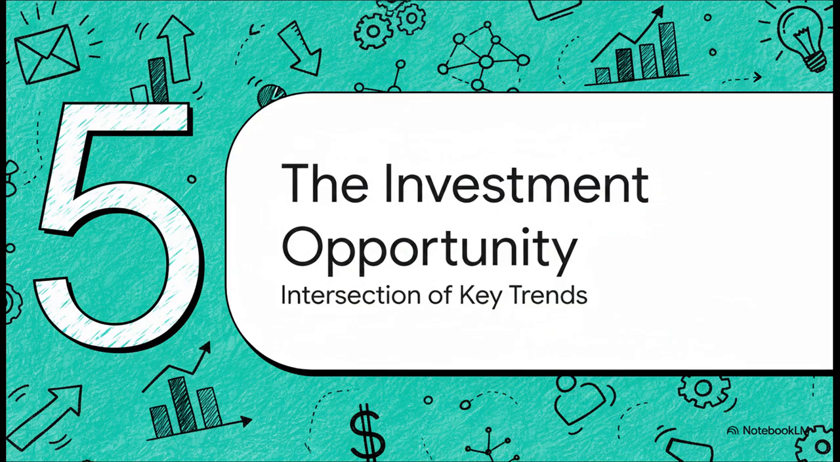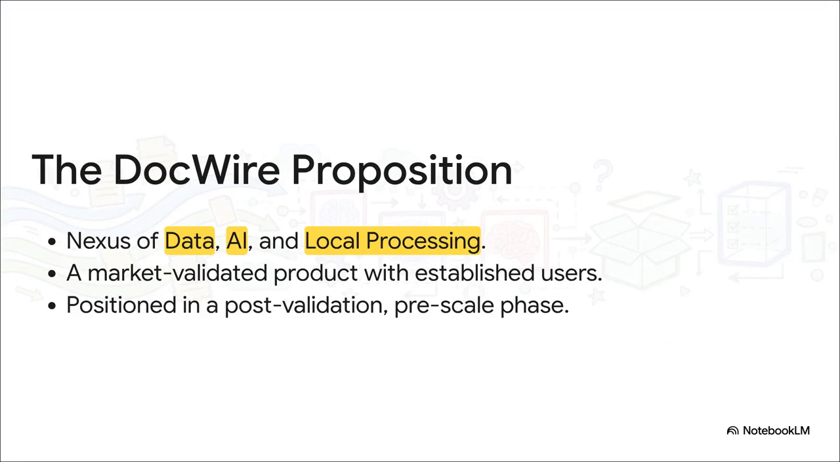And that leads us to our final section, Section 5, the investment opportunity. This is where we bring all those previous points together to highlight why this is such a compelling space to be watching. So, this is where the whole proposition becomes crystal clear. DocWire is sitting right at the intersection of three incredibly powerful trends: big data, AI, and that growing need for local processing. It's got a market-validated product, it has established users, and it's in that perfect spot, post-validation, but pre-scale.